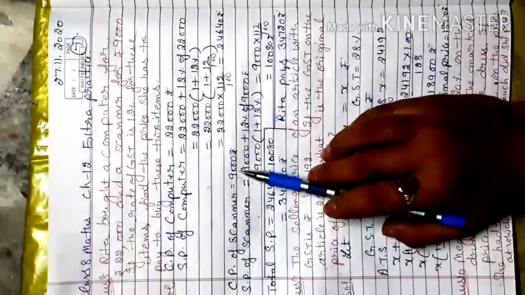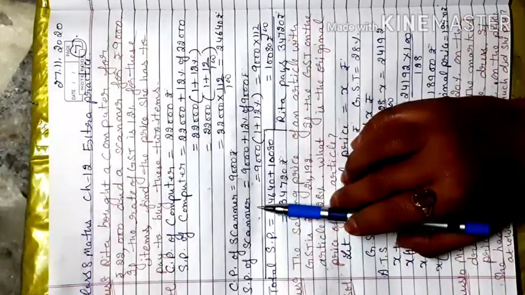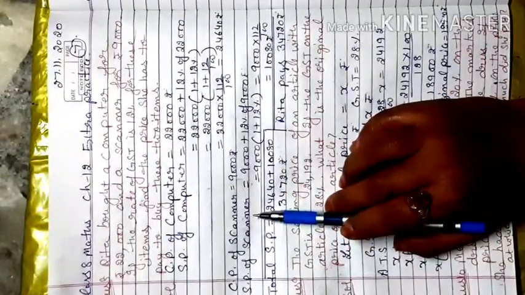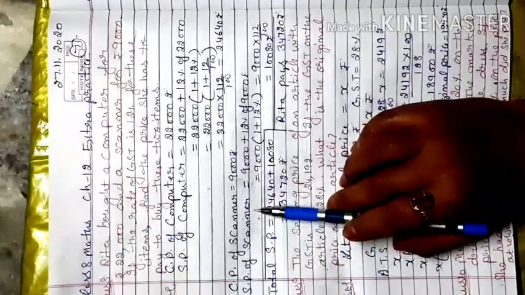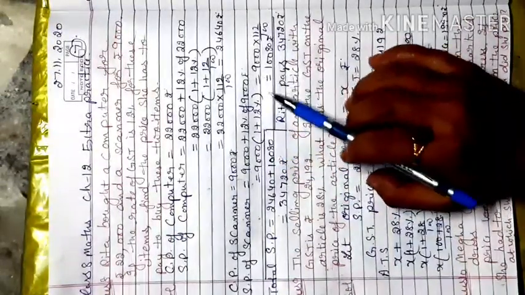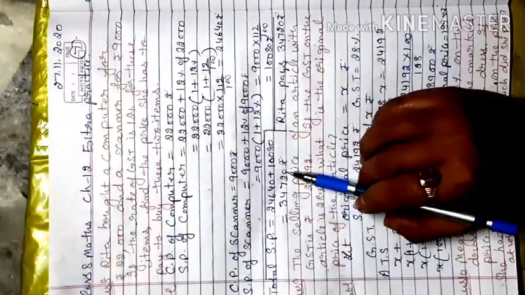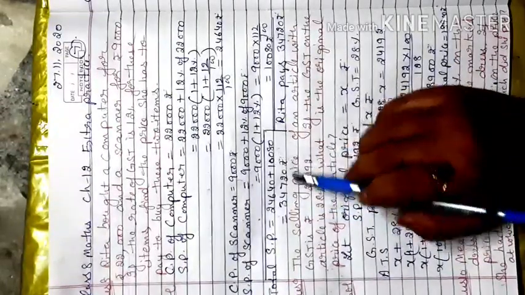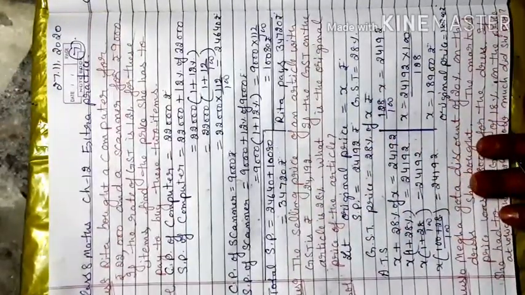Similarly, the scanner's cost price is 9,000. The selling price Rita has to pay, the cost price means you can also call that the mark price set by the shopkeeper. The selling price of the scanner is 9,000 plus 12% of 9,000, because GST of 12% is added in that. So that gives you 10,080 rupees. So the total price Rita has to pay is 24,640 + 10,080, that is 34,720 rupees total with GST on each item.